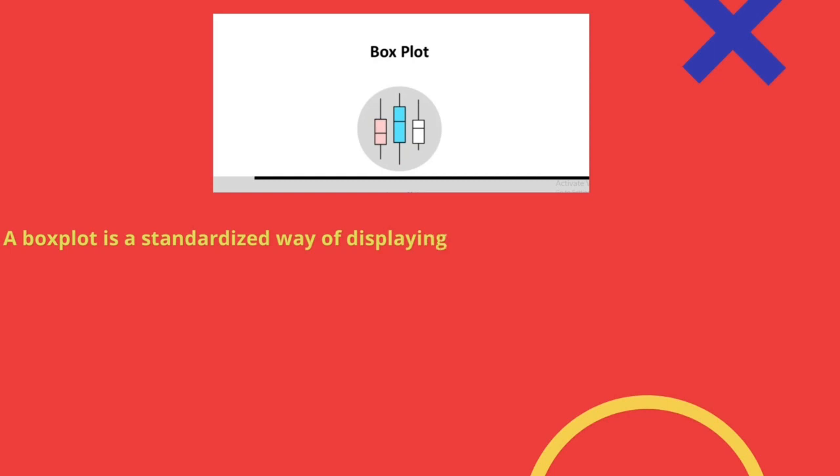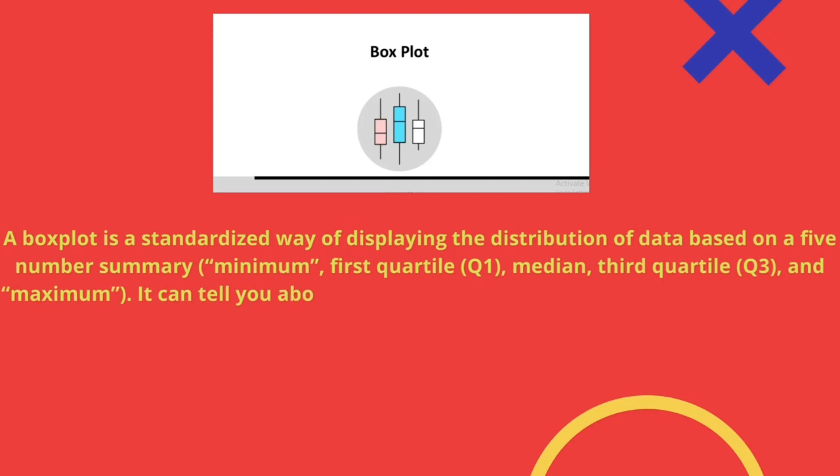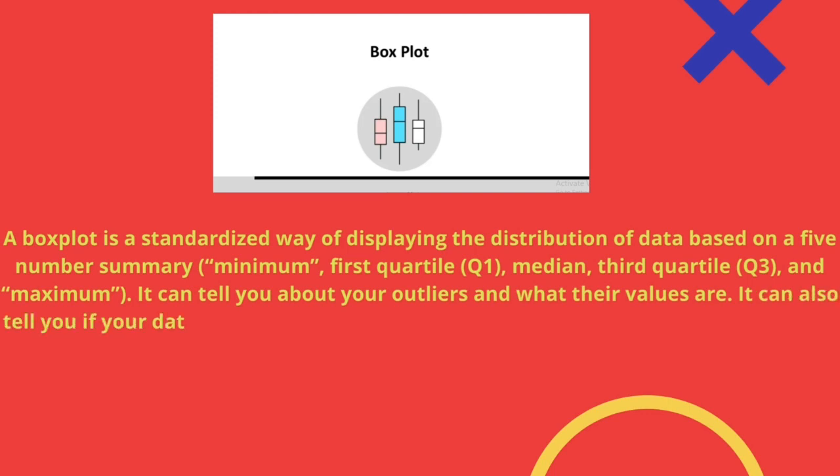A box plot is a standardized way of displaying the distribution of data based on a 5-number summary: minimum, first quartile, median, third quartile, and maximum. It can tell you about your outliers and what their values are. It can also tell you if your data is symmetrical, how tightly your data is grouped, and if and how your data is skewed.